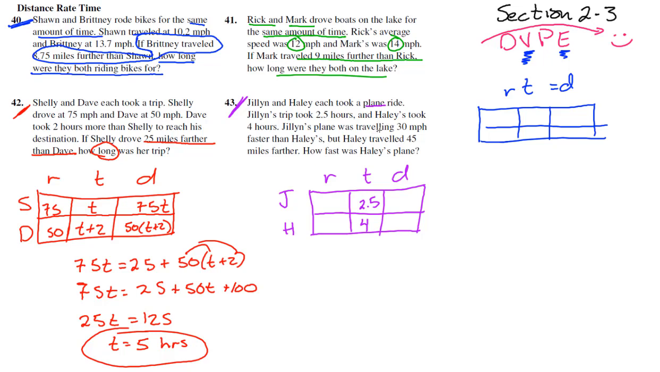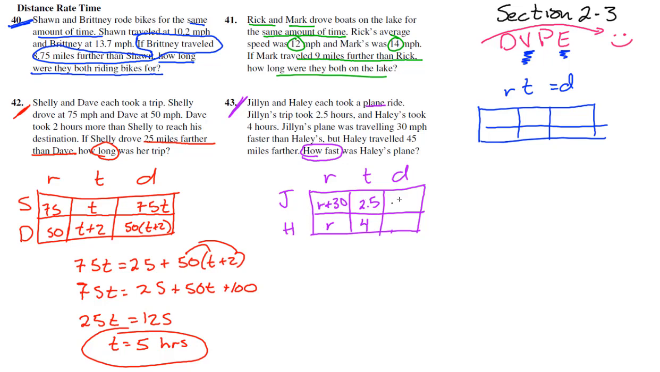Jalen's plane was traveling 30 miles per hour faster than Haley's. Haley traveled 45 miles farther. Oh boy, which variable do we pick? It tells us right here. So let's pick a variable and try to fill out as much as we know. How fast was Haley's plane? So we're going to put Haley's speed right there. Now let's read through and see how much we can fill out. Jalen's plane was 30 miles per hour faster than Haley's, so this is R plus 30.